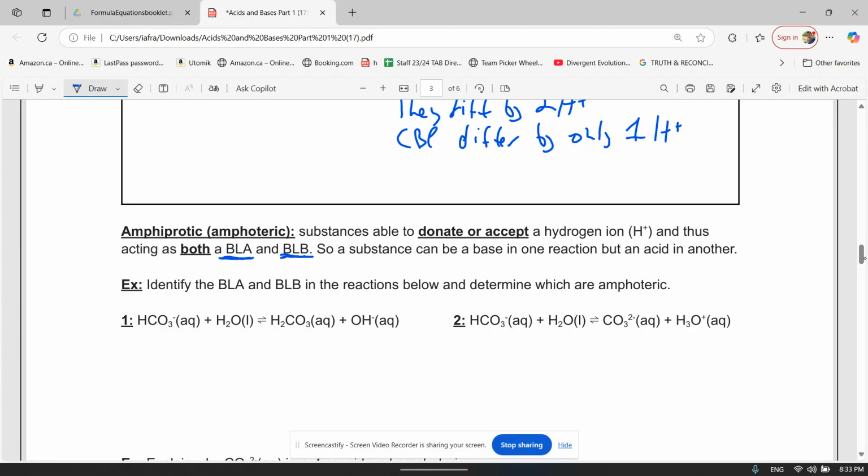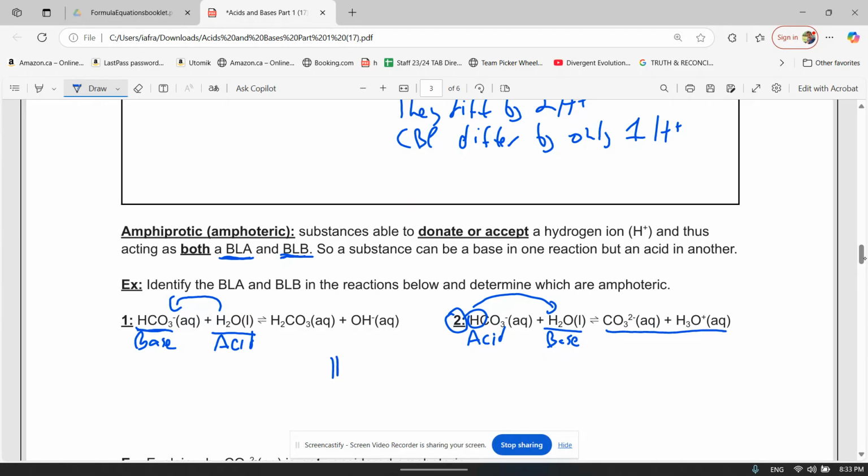So if you take a look over here, HCO3 minus reacting with H2O, the H2O donated an H. So that made HCO3 minus a base here, and it made water an acid here. Now if you look at reaction number 2 here, at the products, it looks like this donated an H and this received the H. So in this case, this is the acid and this is the base.